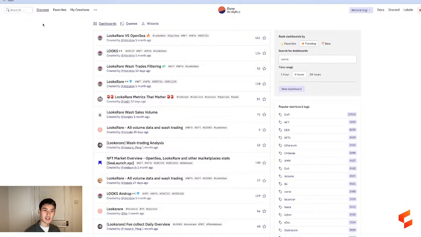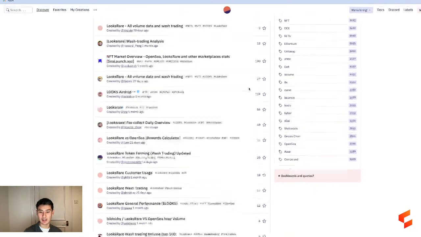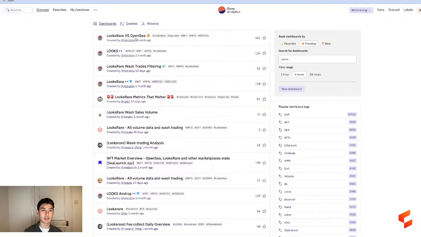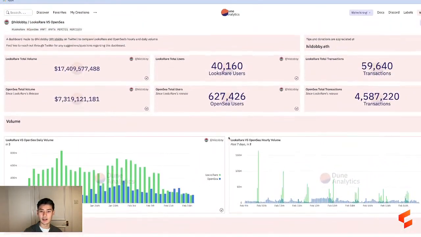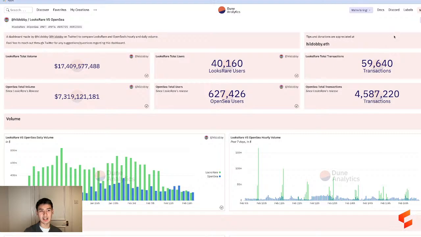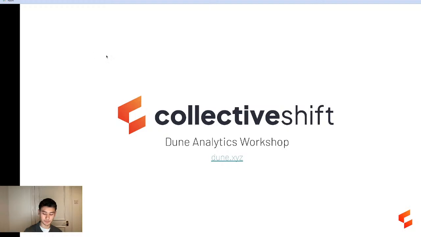There we go. And then here we have a bunch of different dashboards that people have created related to our keyword, which is looks. Over on the right, we have stars, and that's basically favorites and upvotes. You can see how many times a dashboard's been favorited or upvoted, and that helps you decide which ones are of the highest quality. If we click into here, we can see just another example of a Dune dashboard and how it is being created. At the end, I'll get into just a tiny bit of making our own queries, but we will get to that later. Don't worry.